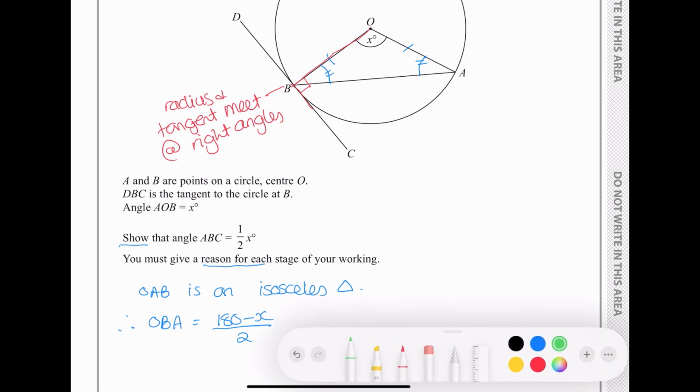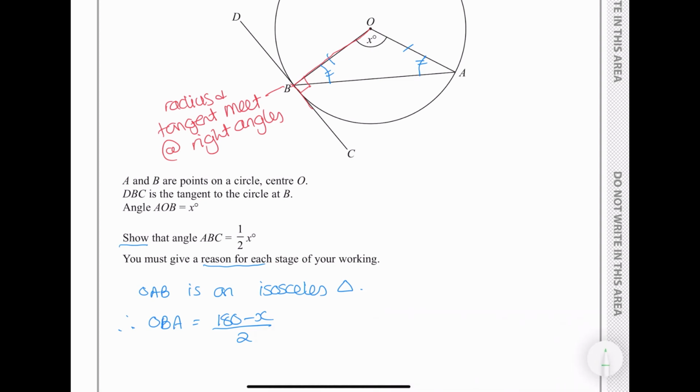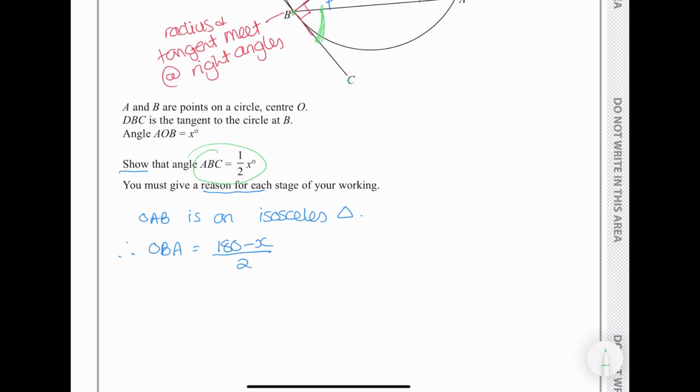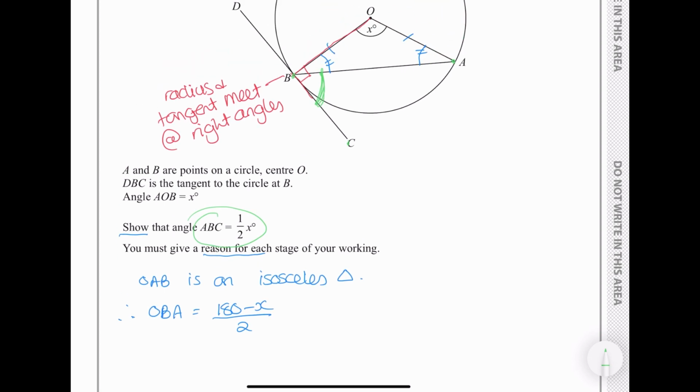Now, the question wants me to figure out what ABC is. So ABC, that's what I need to figure out. I know that that big angle is 90 degrees. I know what the blue one is, so I've got to basically figure out what the green one is.